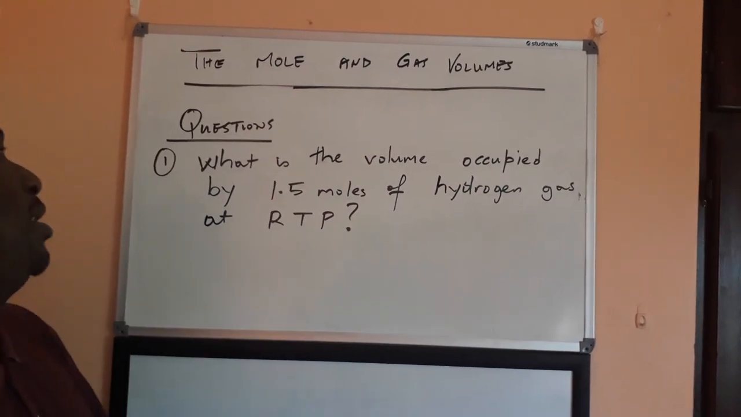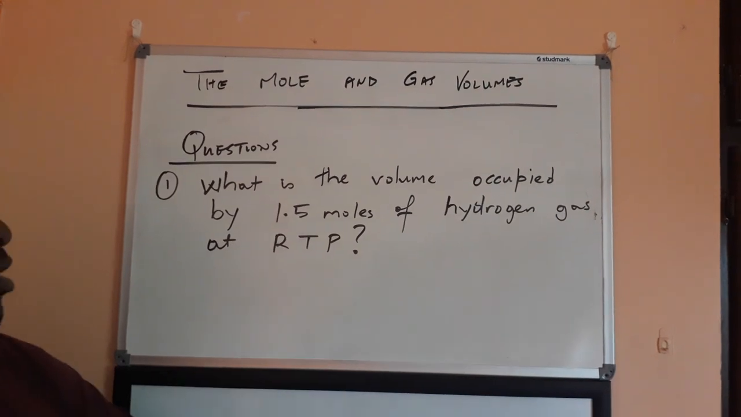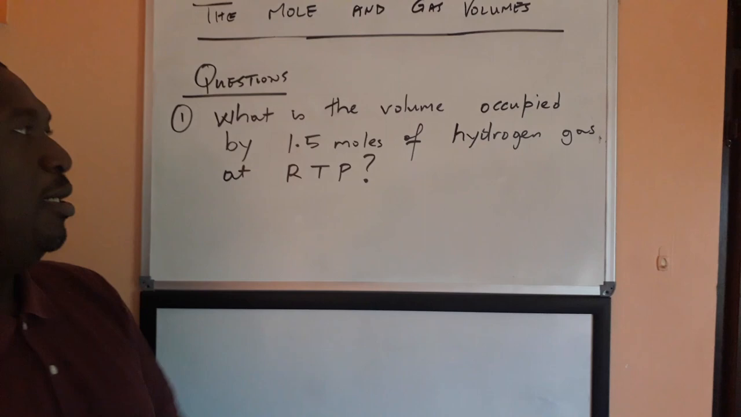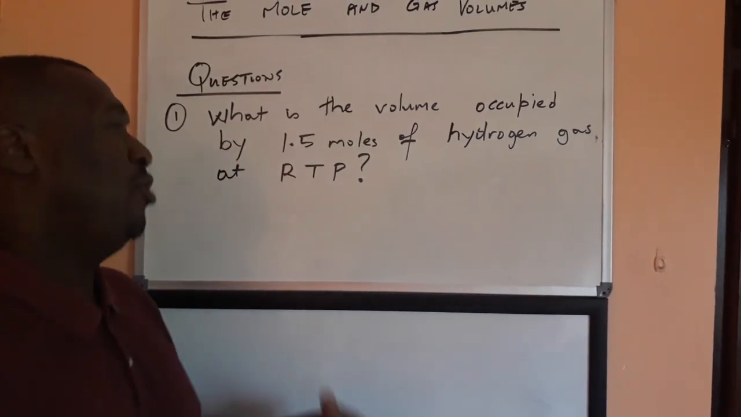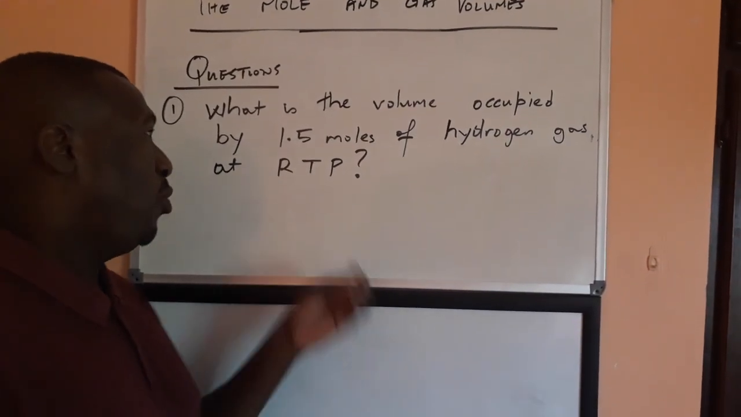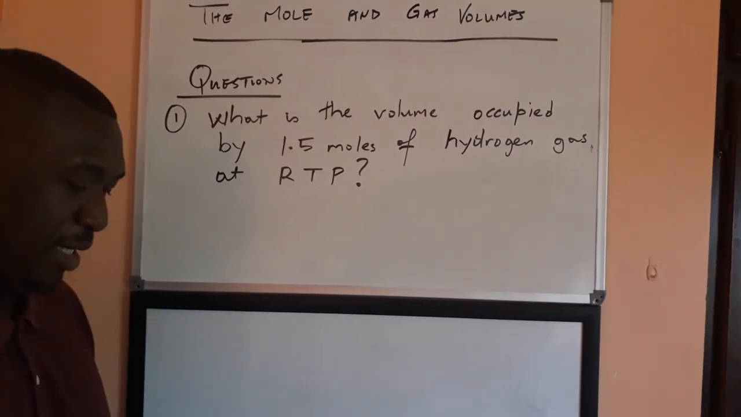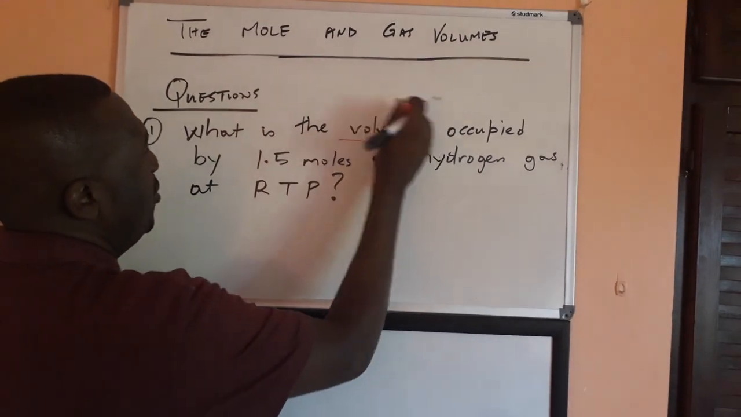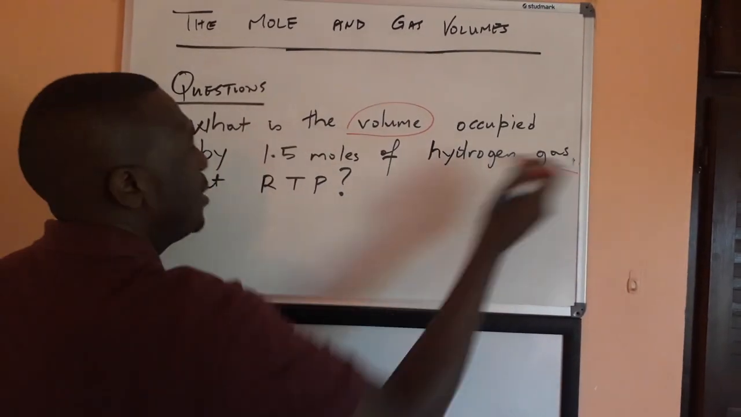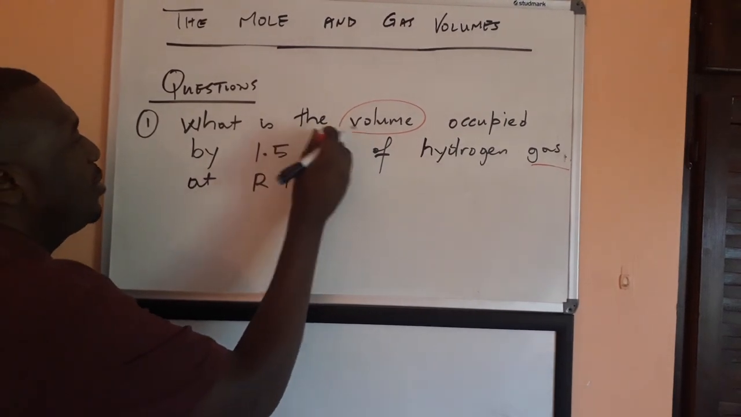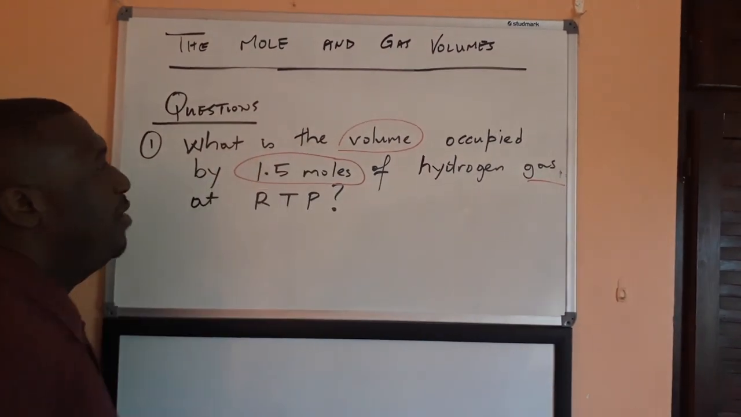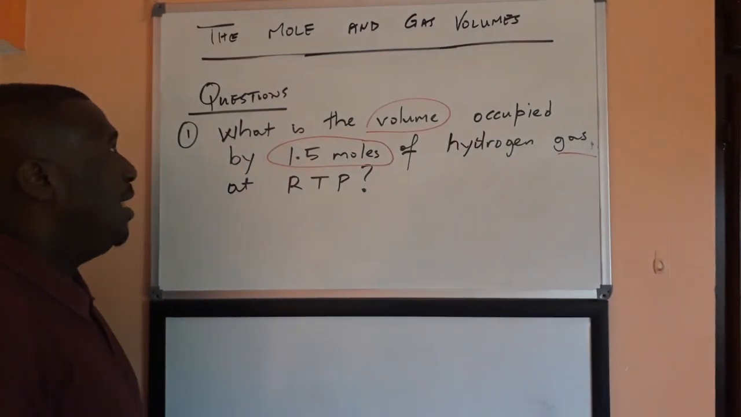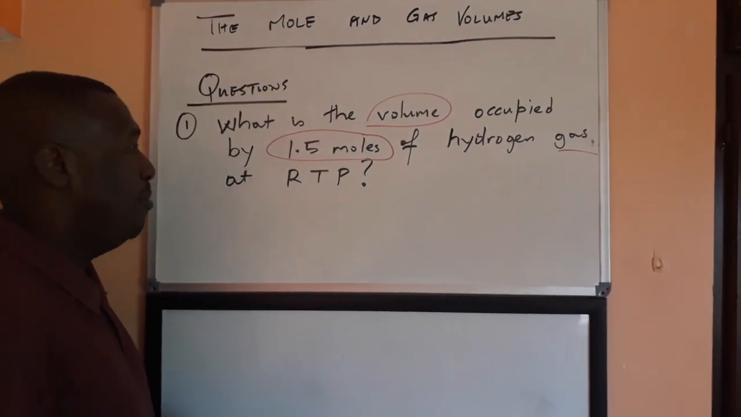Now, let's apply Avogadro's law in calculations involving gas volumes and the mole. Here's a question. What is the volume occupied by 1.5 moles of hydrogen gas at RTP? And remember our usual strategy: work out what relationship the question is asking us about. They're asking us about the volume, it's a gas, and they have given us some information, 1.5 moles. So it's the relationship between moles and gas volumes. And that relationship, we know, is given by molar volume.